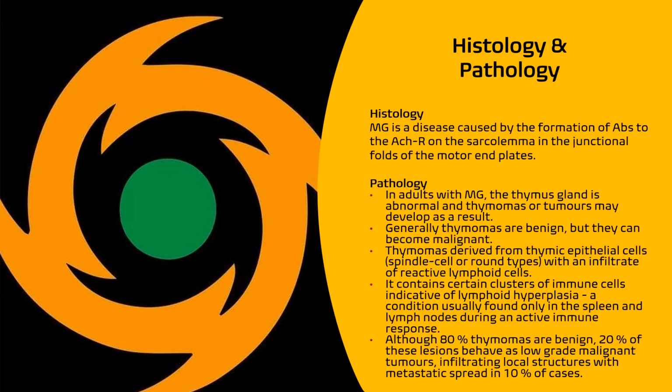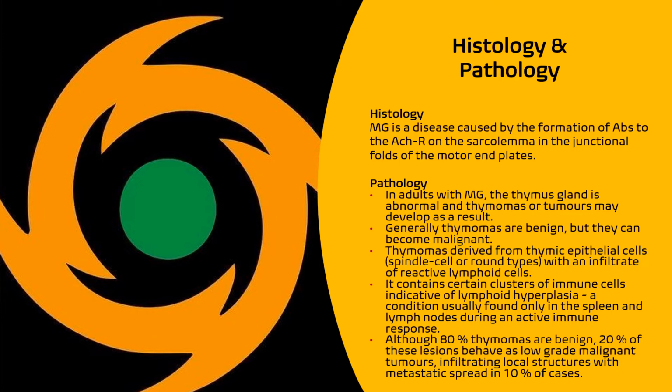So there is a histology and pathology basis around this as well. From a histological point of view, myasthenia gravis is a disease caused by the formation, again, of antibodies to acetylcholine receptor on the sarcolemma in the junctional folds of the motor end plates, aligned to the neuromuscular junction.